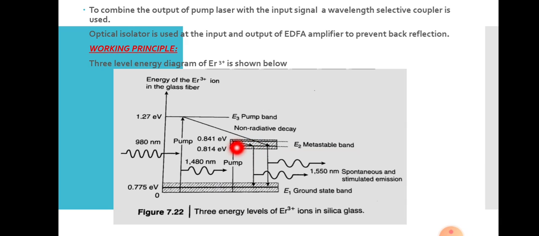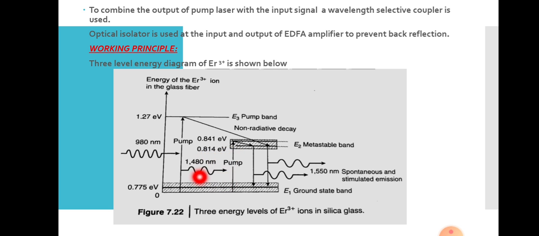You can see here that in the E2 there are 2 lines. One corresponds to the upper side and the other to the lower side. So the energy band gap between this ground state band and the upper layer of this E2 band is 0.841 electron volt. Similarly, the energy gap between this E1 ground state and the lower side of this E2 metastable state is 0.814 electron volt.